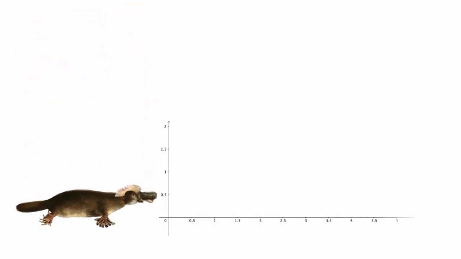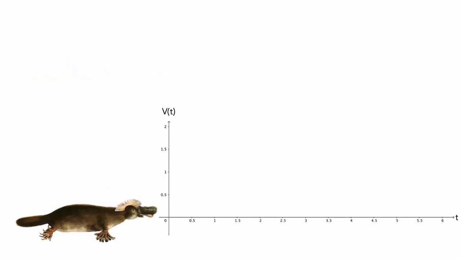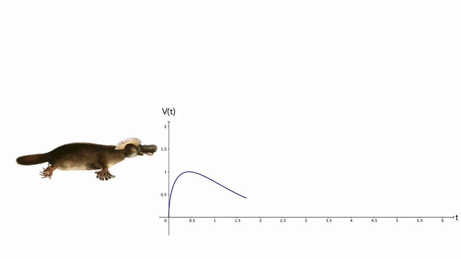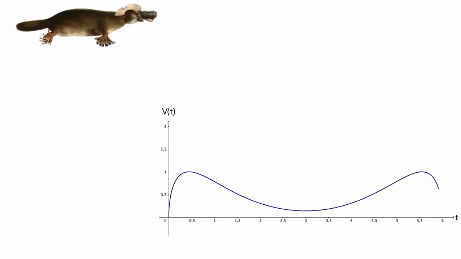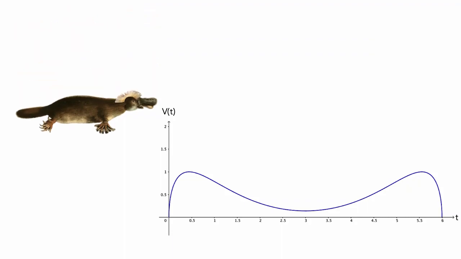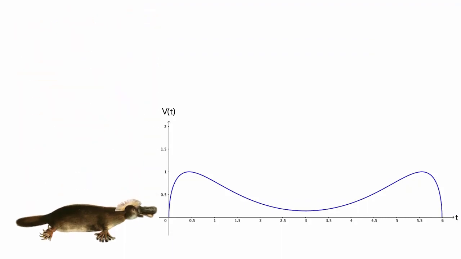To understand this levitation a little better, let's make a graph of its velocity in meters per second as a function of time, measured in seconds. We'll graph the velocity as we watch it levitate. Now that we have information about the velocity of the platypus, let's use it to get some information about how far the platypus levitates above the ground.